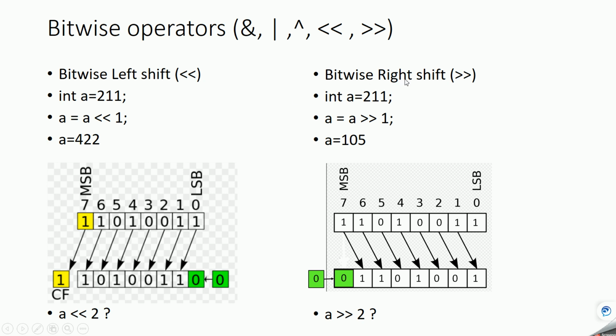Similar to that we have right shift. So in right shift, what will happen? We do bit shifting to the right. In this case we again have the same value 211, and we want to right shift by 1 bit. So what will happen? The least significant bit gets shifted out, and the most significant bit will get shifted.